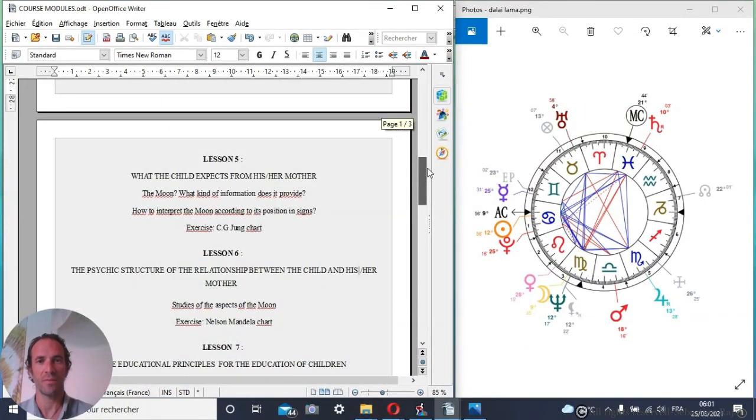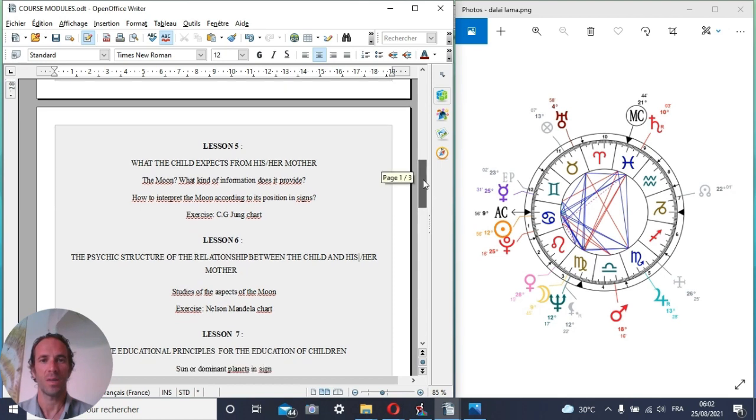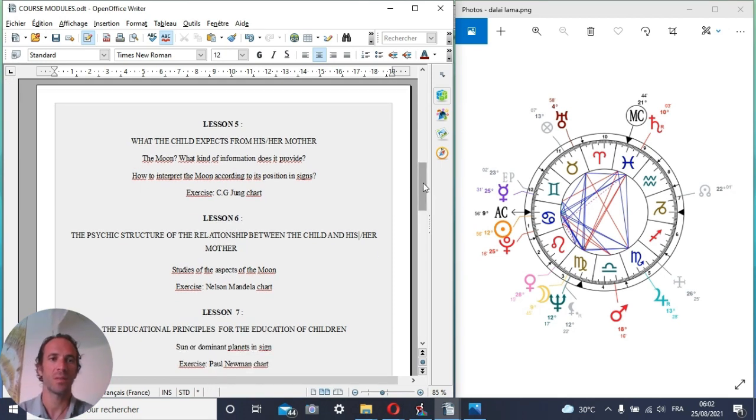Lesson number 5, the moon, the mother, what the kid expects from her mother. We'll see that with the moon. Lesson number 6, psychic structure between the kid and the mother. So we'll see the aspects, same as with the father, lesson 4. So moon and interpretation of the aspects.